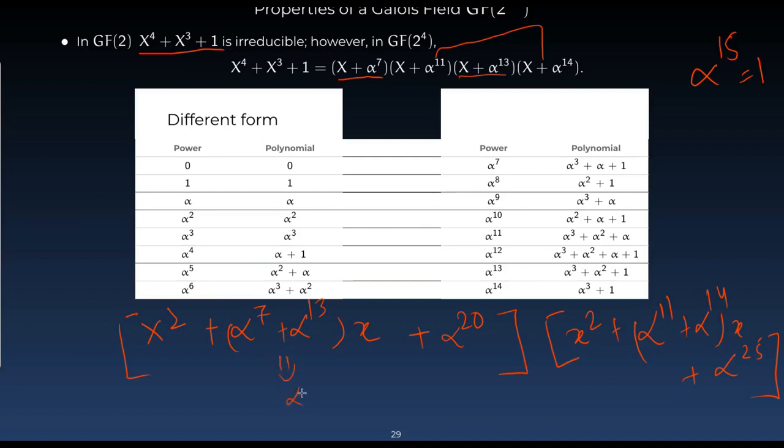So this will become alpha^5, and if you add alpha^11 and alpha^14 together, you will again have alpha^2 + alpha + 1, which is alpha^10. So if I do all those things, this multiplication will simply be equal to (x^2 + alpha^5 x + alpha^5) times (x^2 + alpha^10 x + alpha^10), right? And we can multiply them further.